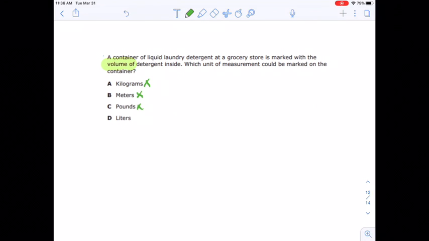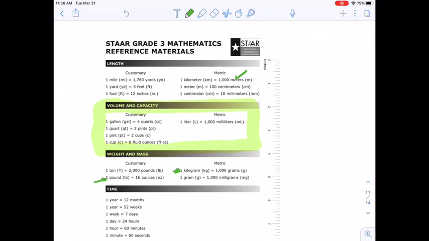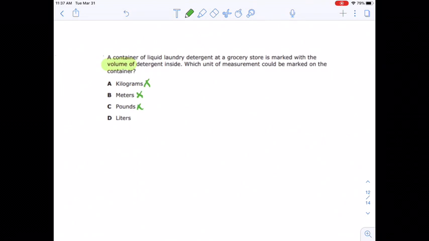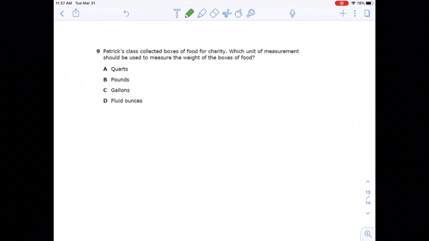That leaves us with liters. Are we just going to circle the answer and move on? No, we're going to check our work and make sure that we're right. So let's see, do you see liters under volume and capacity? Of course, it's right here, and it's the only answer choice that was in volume and capacity. A liter is a measurement that we use for liquids when we're trying to figure out how much a container can hold. Good job. Let's look at another one.